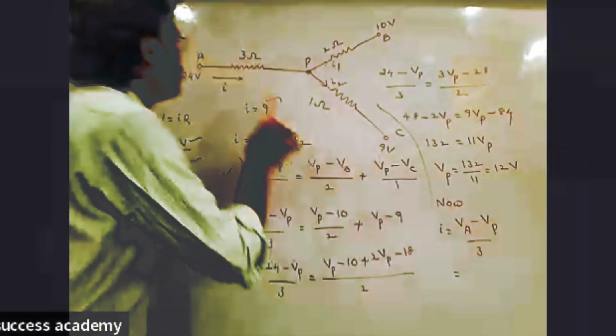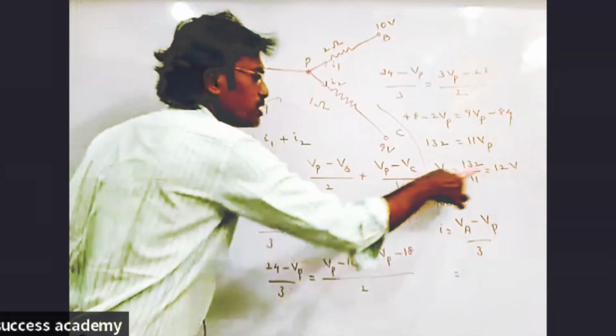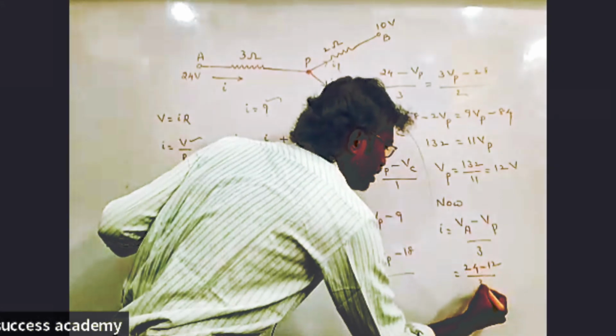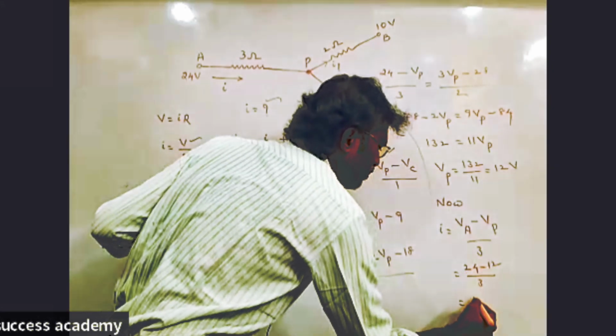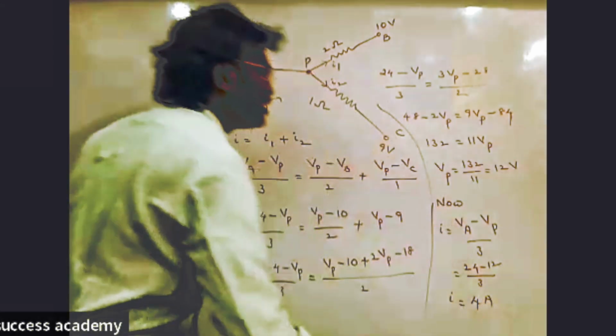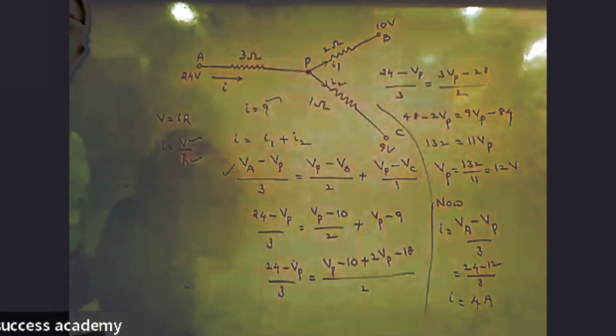What is the VA value? VA is 24. What is the VP? Just now we calculated, 12 volt. 24 minus 12 by 3. 24 minus 12 is 12. 12 by 3 is nothing but 4. The answer is 4 ampere. This is the way to do the procedure. I is equal to 4 ampere. Got it, ma?